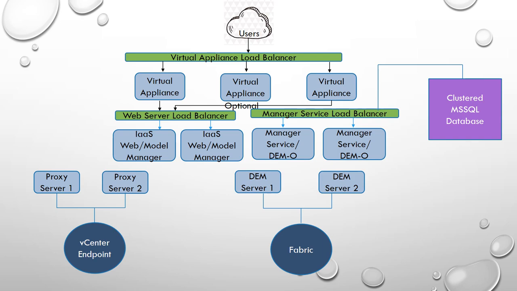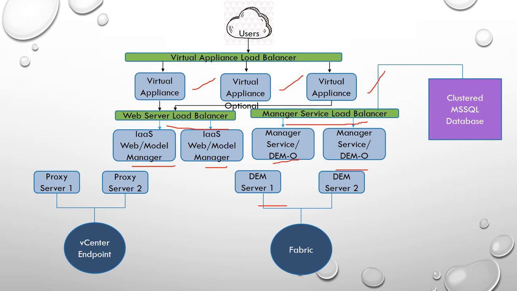Just like in the medium deployment, we can have 2 or 3 virtual appliances behind a load balancer based on whether we want automatic failover for vPostgres SQL database or not. We will also have 2 Windows servers behind a load balancer, which will each be hosting the IS web and the model manager. Another set of Windows servers will be hosting the manager service and the demo orchestrator behind a load balancer. Other than that, everything in the medium and the large deployment will nearly be the same.